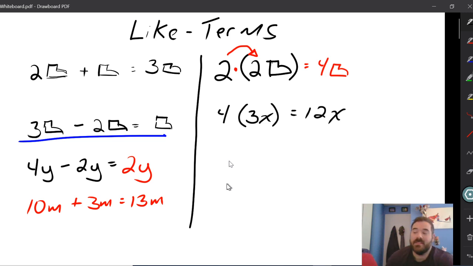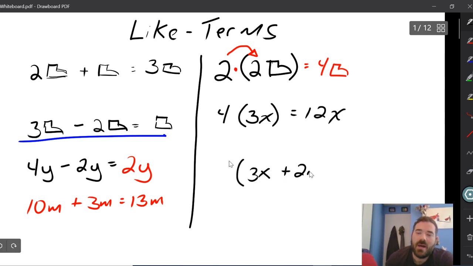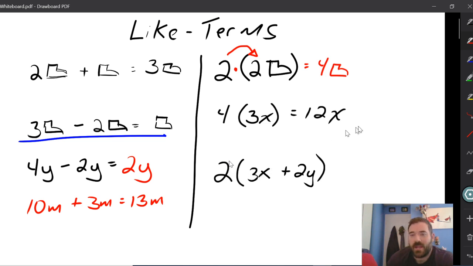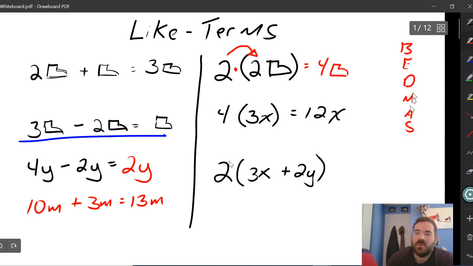We can extend this to the distributive property, which we've learned before. So if I have 3 x's plus 2 y's, and I want to multiply that whole thing by 2, this sort of breaks BEDMAS. I can't really multiply before I add or subtract, because according to BEDMAS, I have to do what's in the brackets first, and then exponents, and then I can do division and multiplication. And this is in the brackets right here.